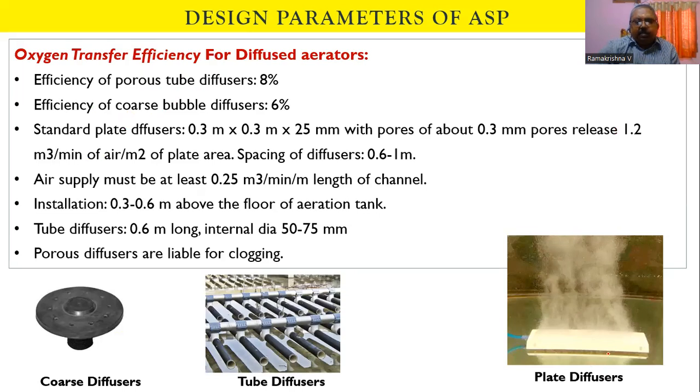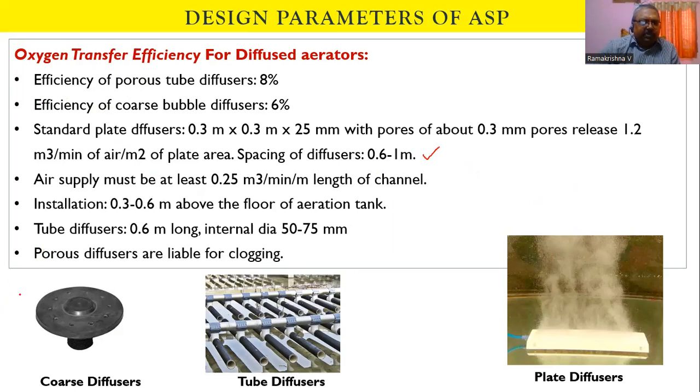Now you can see here there are plate diffusers. Plate diffusers usually have a size of 0.3 meters by 0.3 meters with a 25 mm thickness, having pores of 0.3 mm, and they release 1.22 to 1.2 meter cube per minute of air per meter square of plate area. The spacing of the diffusers is usually kept at 0.6 to 1 meter. Efficiencies for porous diffusers and coarse bubble diffusers are 6% and 8%.